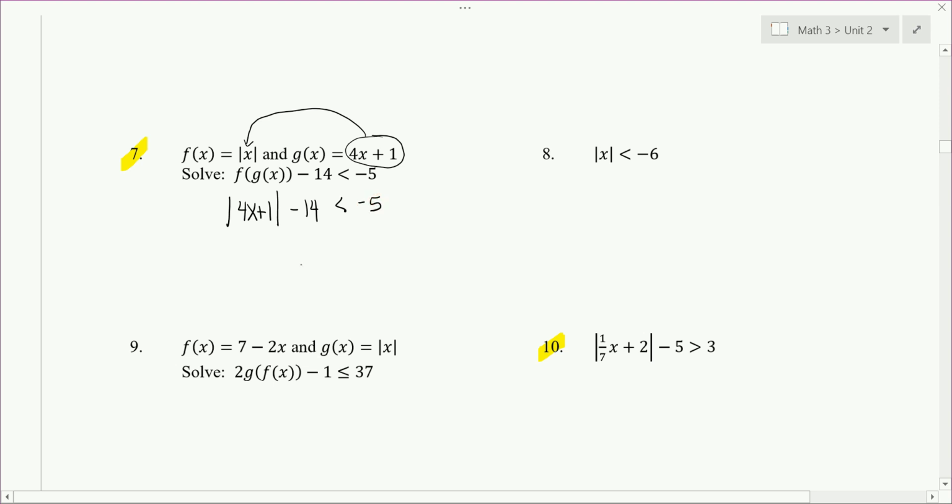First step is to solve for the absolute value of 4x plus 1. So we need to get rid of the negative 14 by adding 14 to both sides of the inequality. And we end up with the absolute value of 4x plus 1 is less than negative 5 plus 14, which is positive 9.